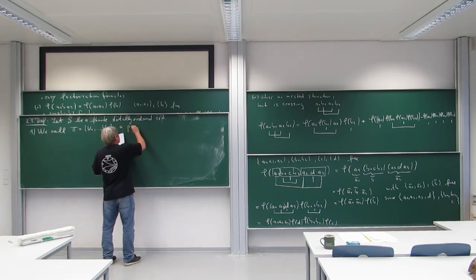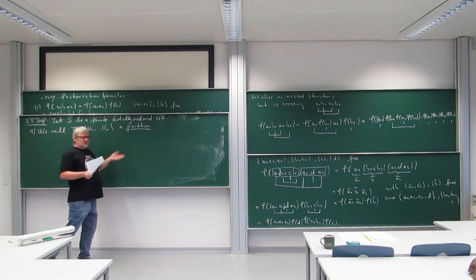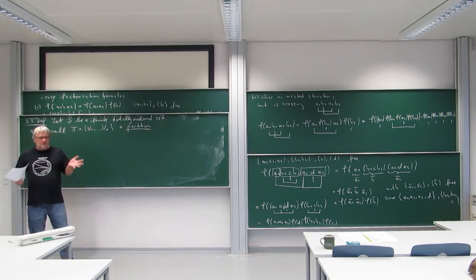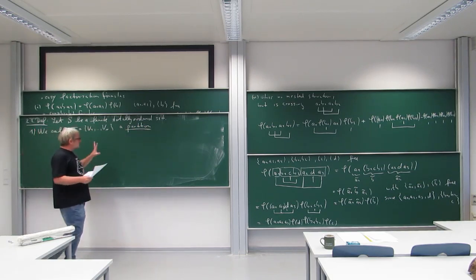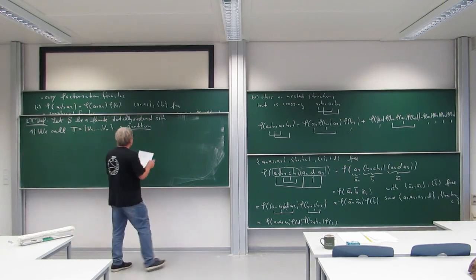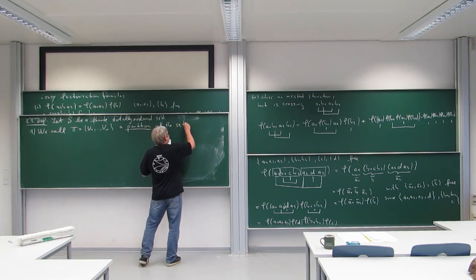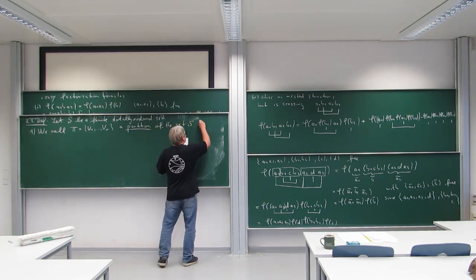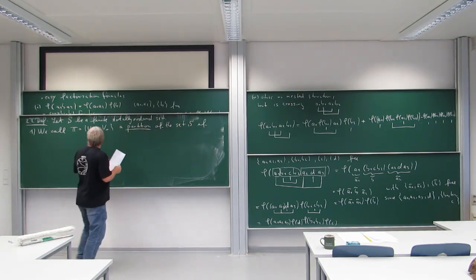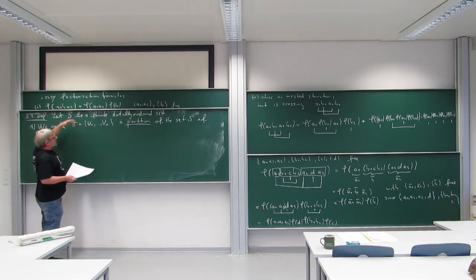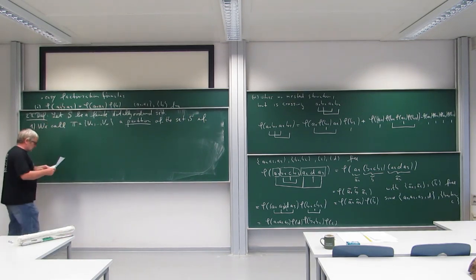I call this a partition, or maybe more precisely, a partition of a set. There are also partitions of numbers, but that is something different. Here we are really talking about partitions of sets. So this is a partition of the set S, which, as I said, is a decomposition of S into a disjoint union of non-empty subsets.